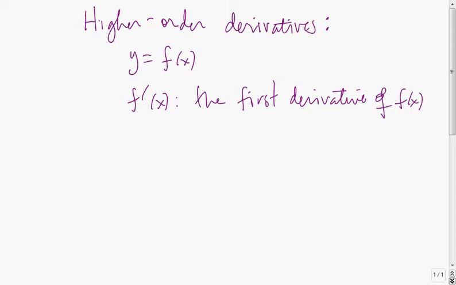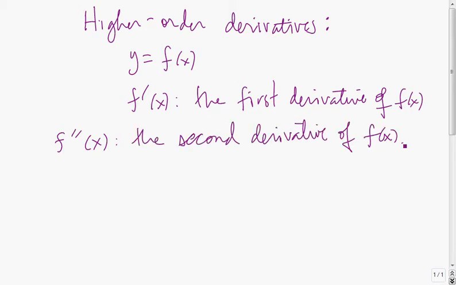Okay, we also have other derivatives of higher orders of a function f. Namely, after the first derivative of f of x, we have what's called the second derivative of f of x, and that's denoted by f double prime of x. As I said, that's the second derivative of f of x.